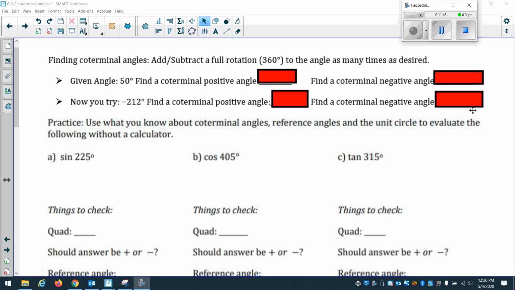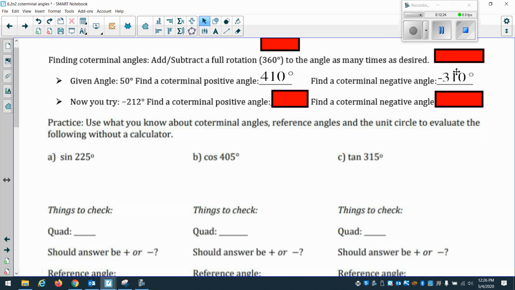So to just reiterate what we needed to find coterminal angles, you add or subtract a full rotation of 360 to the angle as many times as desired. So if you're given an angle of 50 degrees, find a coterminal positive angle. Well, I take 50 plus 360 and I get 410. 410 is a positive coterminal angle of 50 degrees. If I wanted to find a negative coterminal angle, I take 50 minus 360 and I have negative 310.